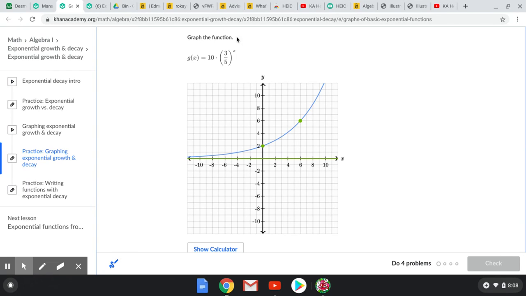So this is an exponential decay equation, and we know that because 3/5 is between 0 and 1. So if the number that has the power of x is between 0 and 1, then this is decay, which means that right now this graph is facing the wrong direction.